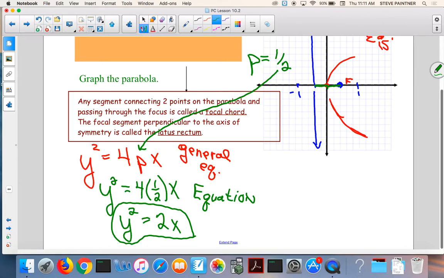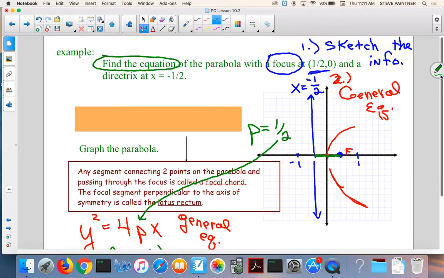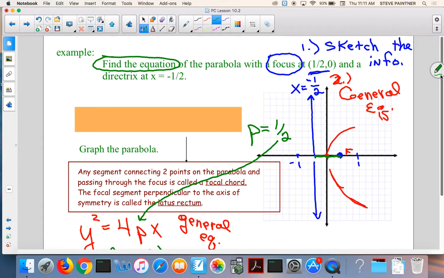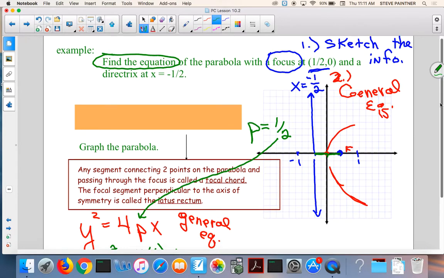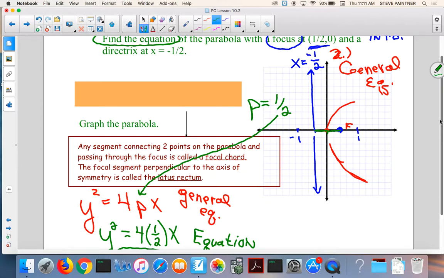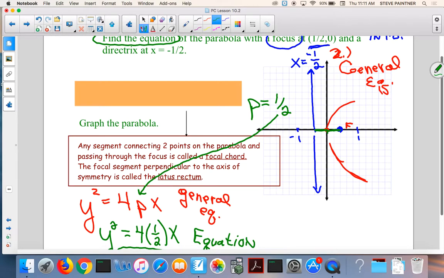Now, hang on, because it did not really say get this parabola looking really good. It just said kind of write the equation. So to get this to look a little better, we want to graph the parabola. So I'm going to read this to you, and then I'll show you what to do right after this. It says, any segment connecting 2 points on the parabola and passing through the focus is called a focal chord. So if I pick a point on the parabola right here, and I go through it like this, that's called a focal chord, okay?